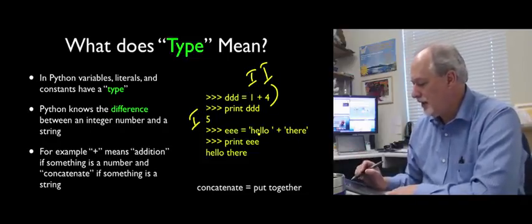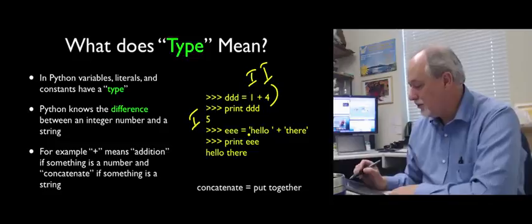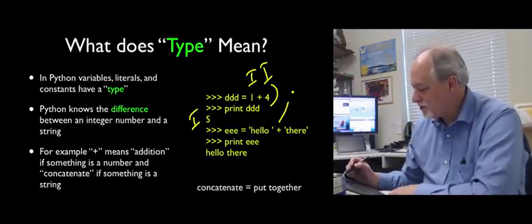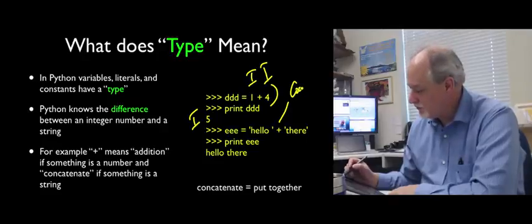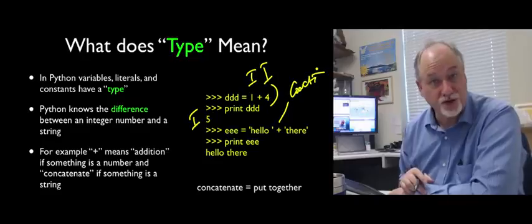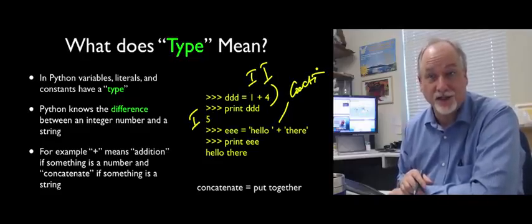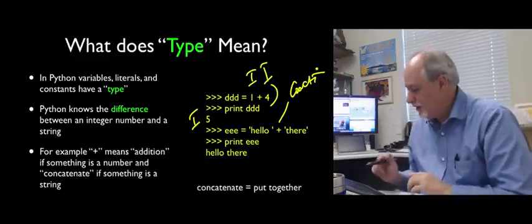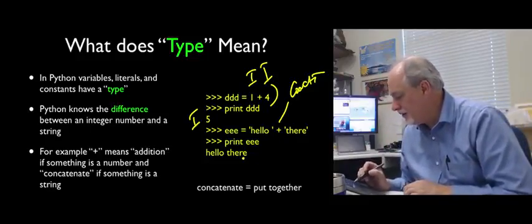Okay? And then EE equals hello plus there. Well, these are two strings, hello and there. And it says, this must be a concatenation. Right? So I'm going to concatenate those together because those are strings, and I know how to concatenate strings. That's kind of like string addition, right? And so we see hello there as a result.